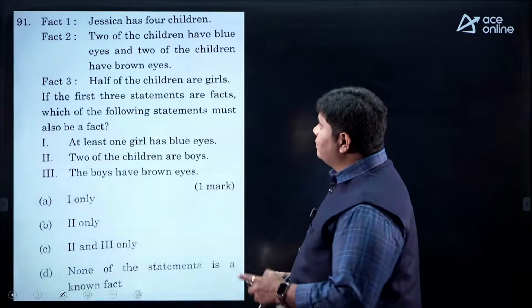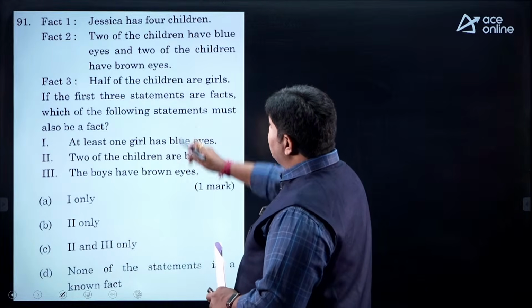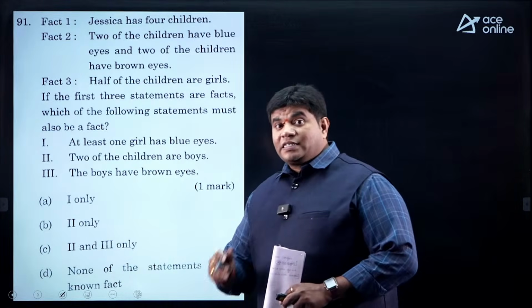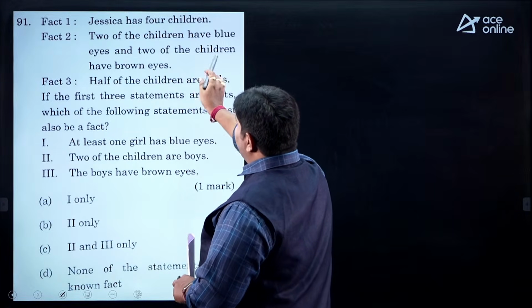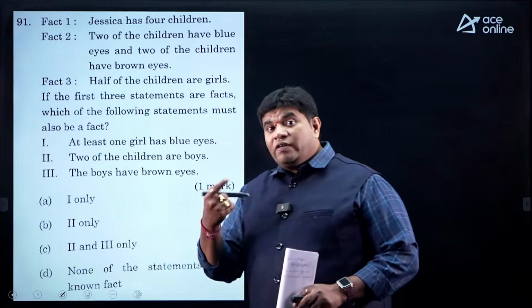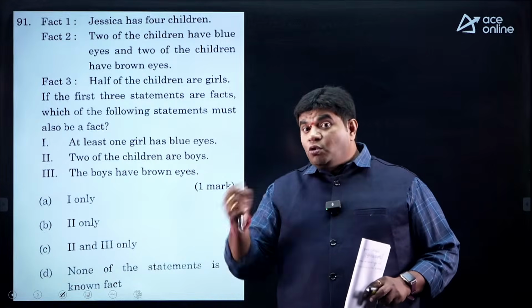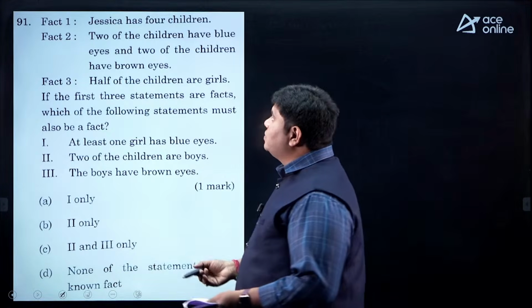Okay, my dear friends. Next, Jessica has 4 children. Two of the children have blue eyes, two of the children have brown eyes. Which 2 children, we don't know.